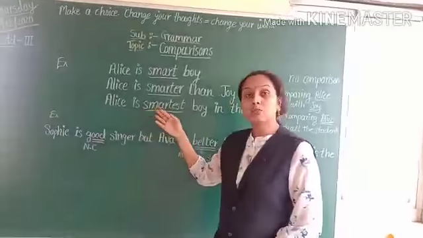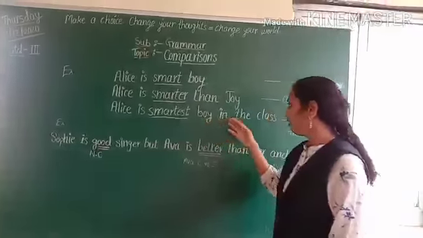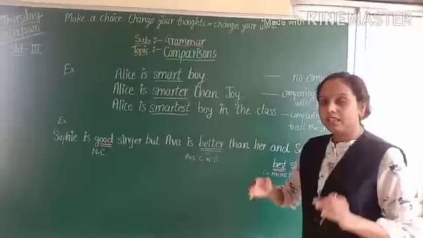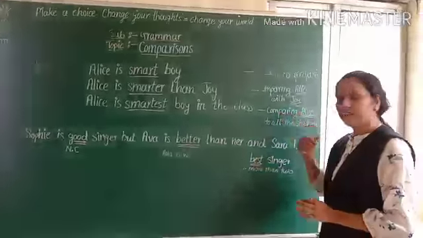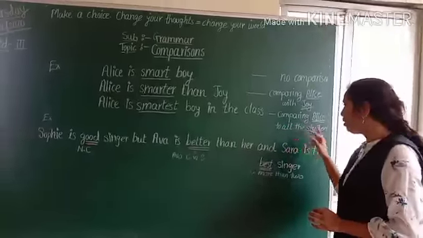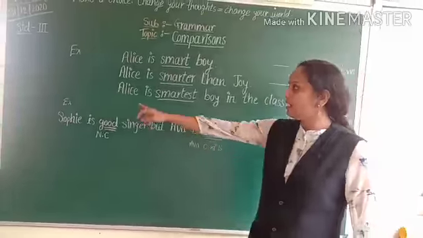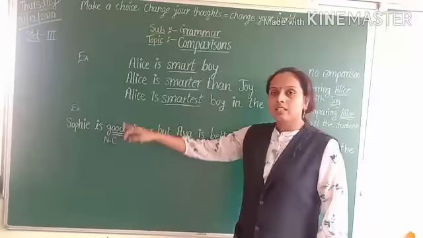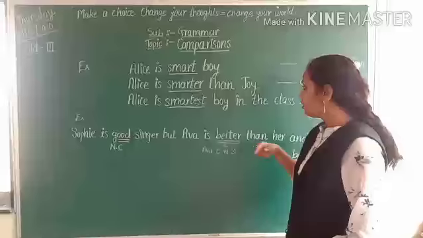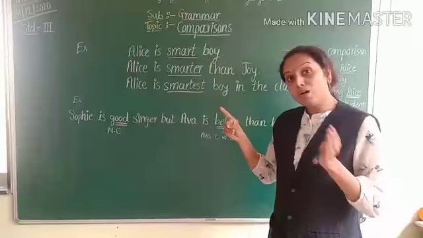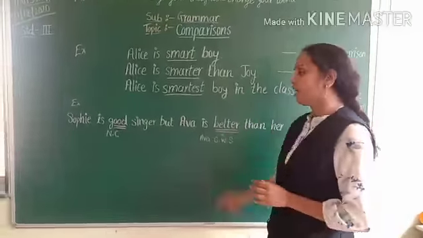Alice is the smartest boy in the class. In this sentence, we are comparing Alice to all the students of the class. Alice is compared with all the students in the class.